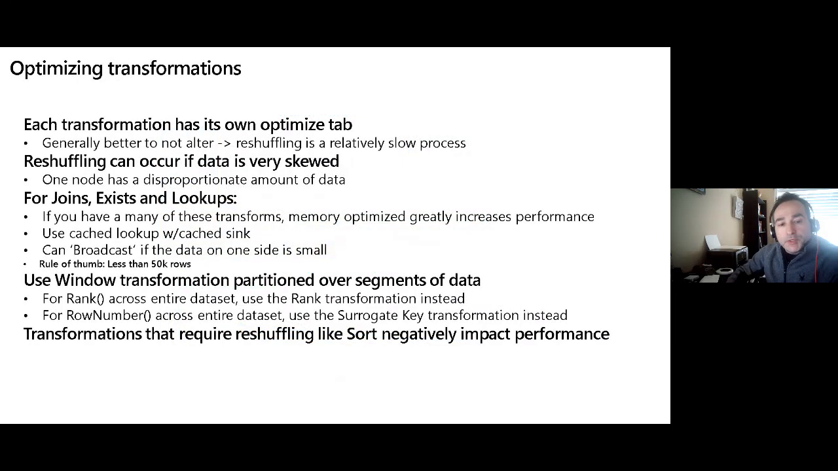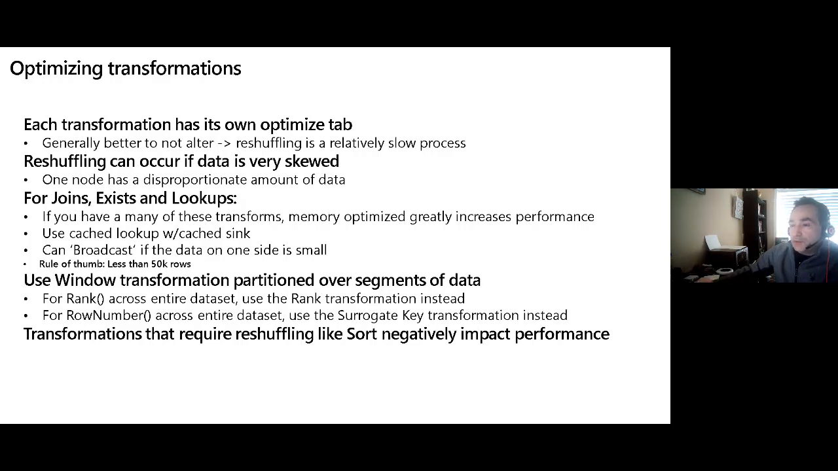Alrighty, Uber transformation optimizing in Data Factory. Each transformation has its own optimized tab. You're generally better off leaving that to the default because you can incur reshuffling, which is an expensive process in distributed systems like Spark. Reshuffling can also occur if data is very skewed.